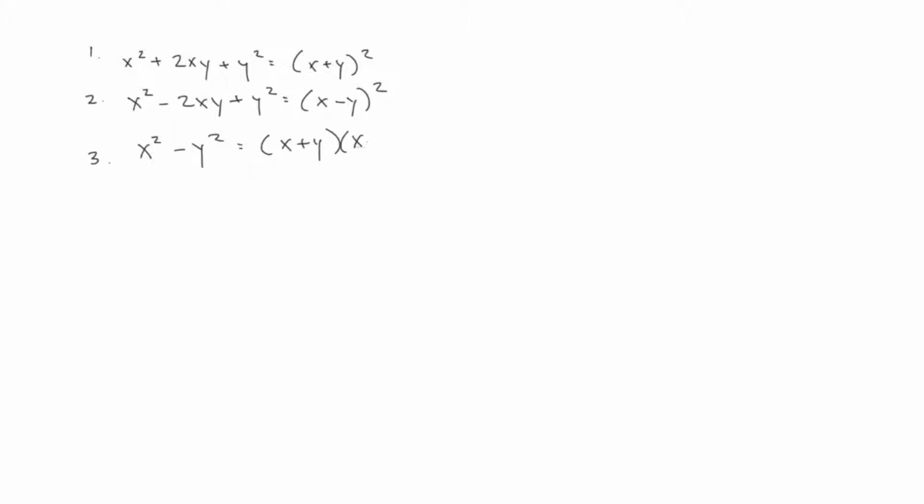We have x squared plus 2xy plus y squared equals the quantity of x plus y squared. Equation 2 would be x squared minus 2xy plus y squared equals the quantity of x minus y squared. And finally we have the perfect square equation, x squared minus y squared, and that's equal to x plus y times x minus y.